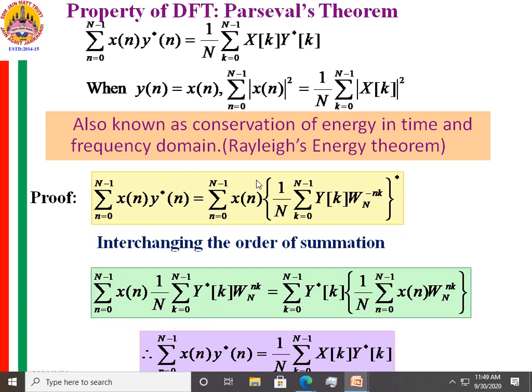So we have this equation. From this we are interchanging the order of the summation, this we are taking outside, and summation n from 0 to n minus 1 xn we are taking inside, and the conjugate of w raised to minus nk is w raised to nk.